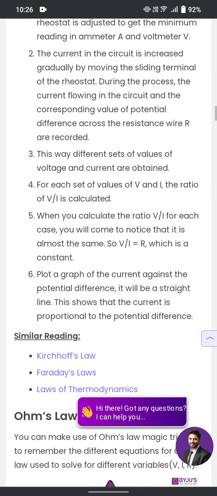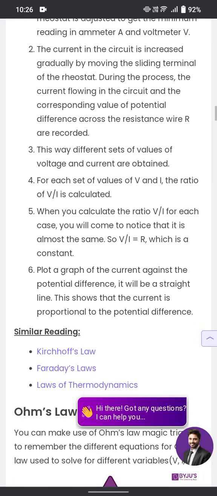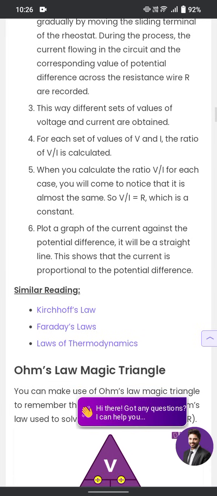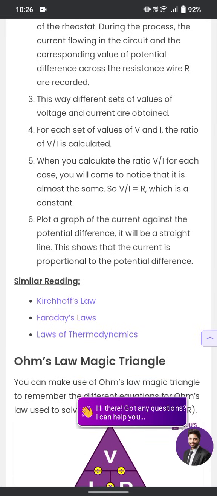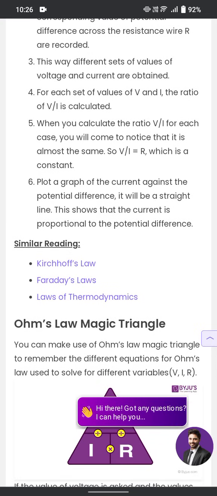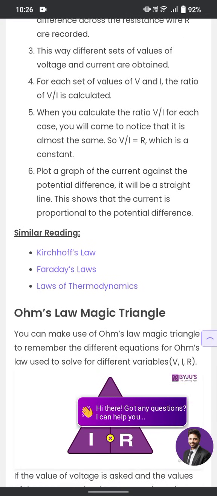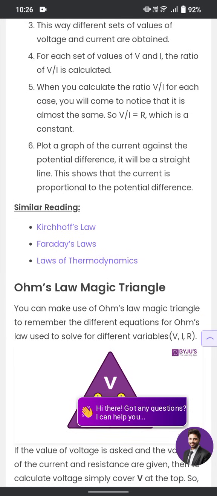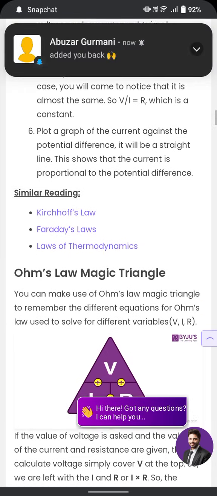Third, this way different sets of values of voltage and current are obtained. Fourth, for each set of values of V and I, the ratio of V over I is calculated. When you calculate the ratio V over I for each case, you will come to notice that it is almost the same. So V over I is equal to R, which is a constant.